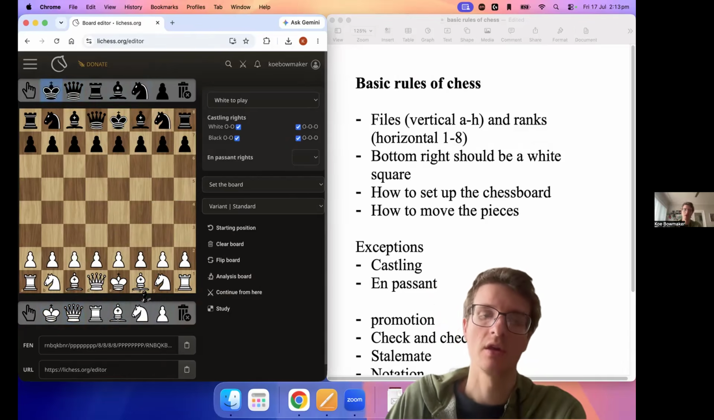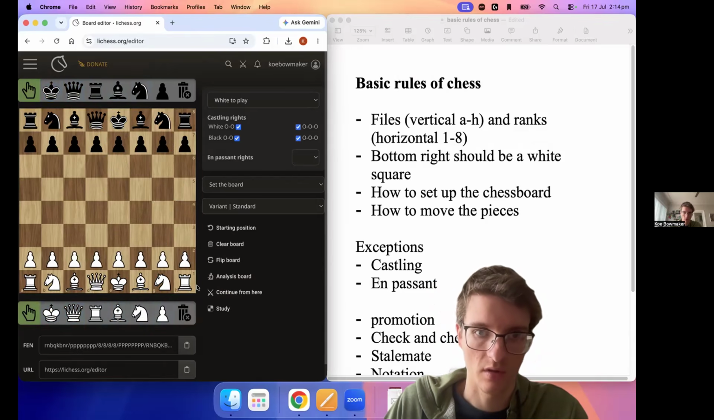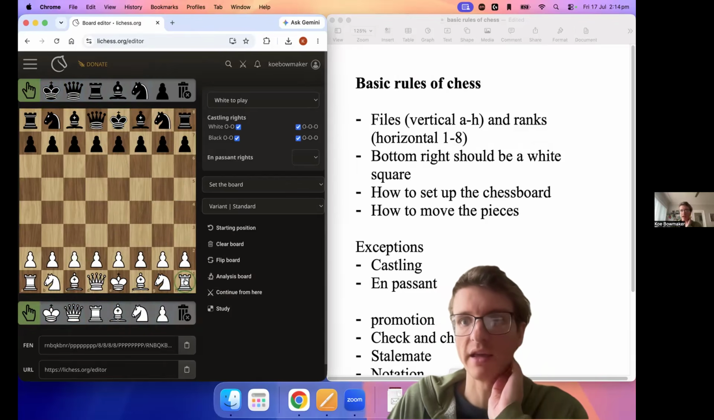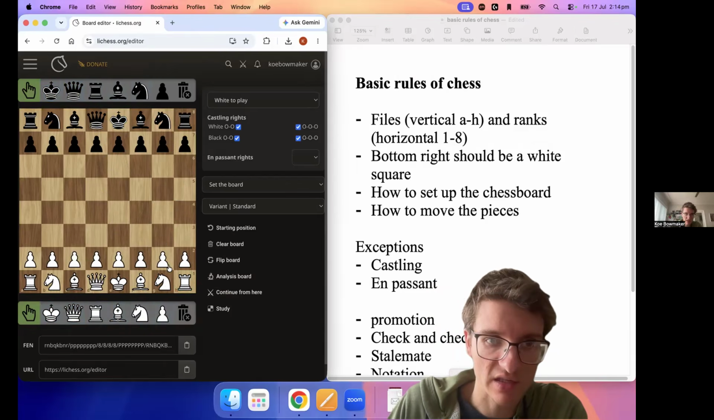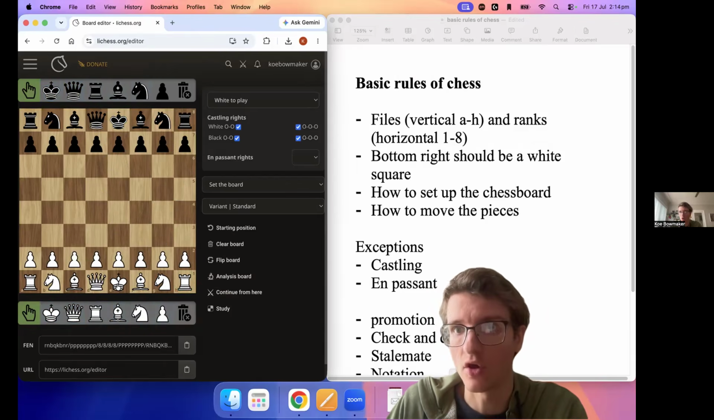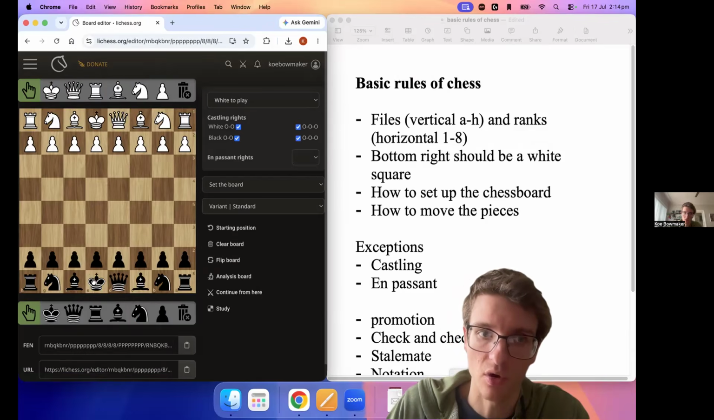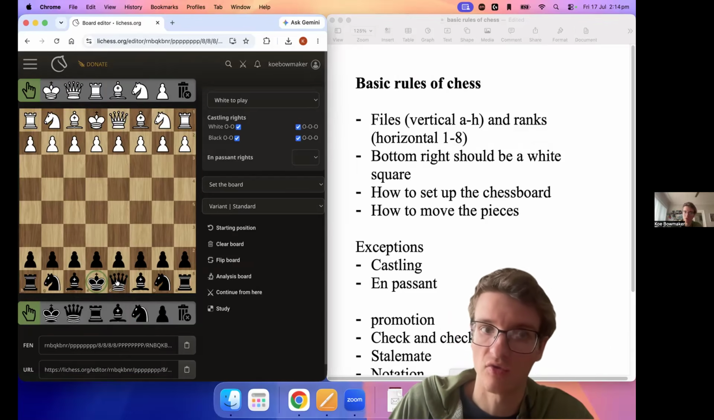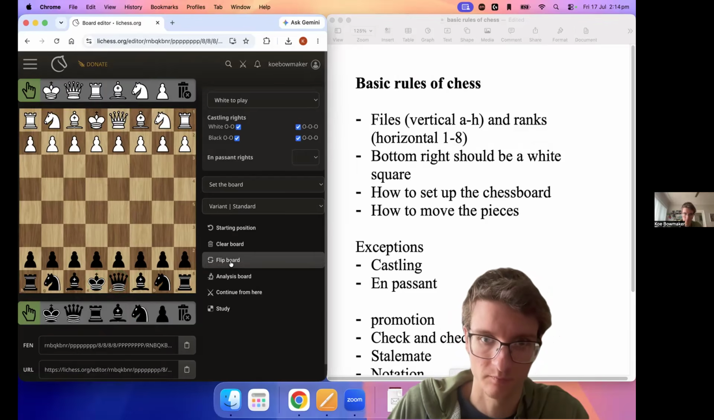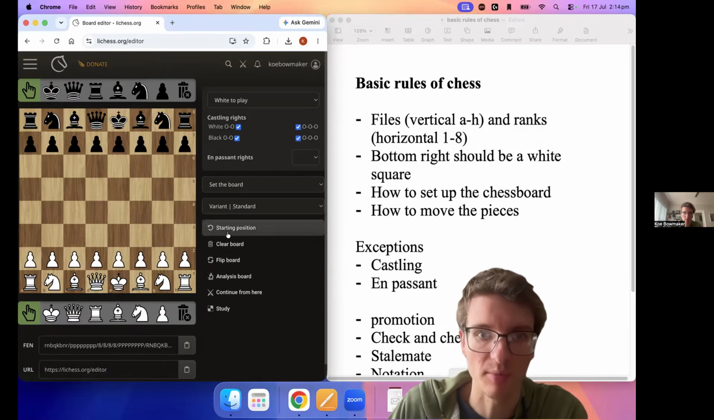If you don't, then once again, you're going to make sure that this bottom right square is a white square. If it is, then your king, if you're on the white side, your king will be on the right side of the board. If you're on the black side, if you're looking from black's perspective, right now we're looking from white's perspective. If we flip the board, the black king will always be on the left side of the board and the white king will be on the right side next to the bishops. Okay, so that's how we set up the board.